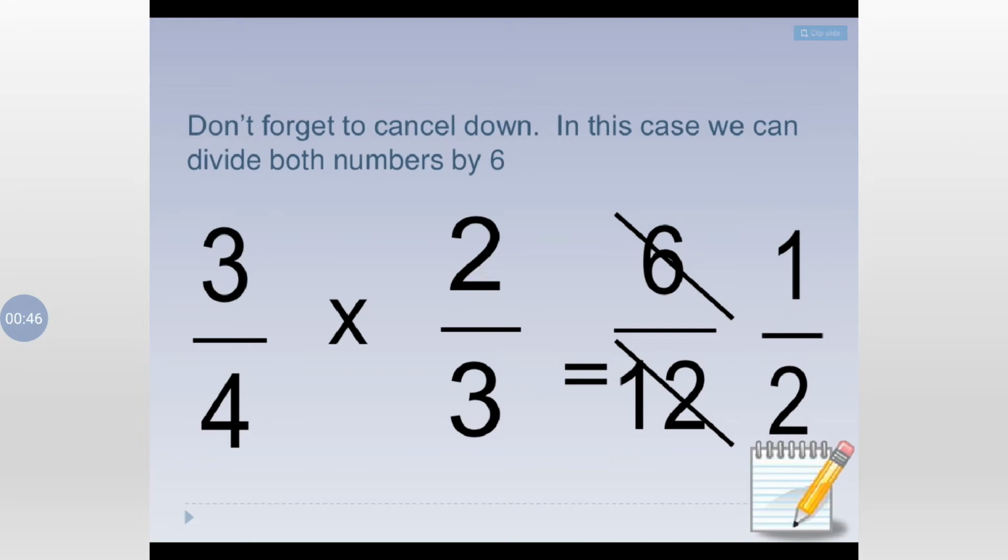Don't forget to cancel down. In this case we can divide both numbers by 6. 3 2s are 6, 4 3s are 12. Reducing to the simplest form, numerator and denominator divided by 6: 6 divided by 6 is 1, 12 divided by 6 is 2. So 3/4 into 2/3, we get the value 1/2.